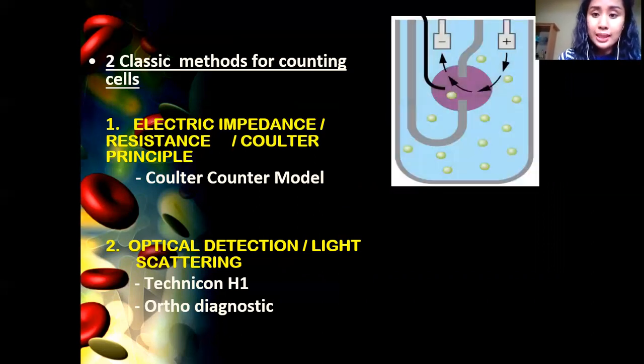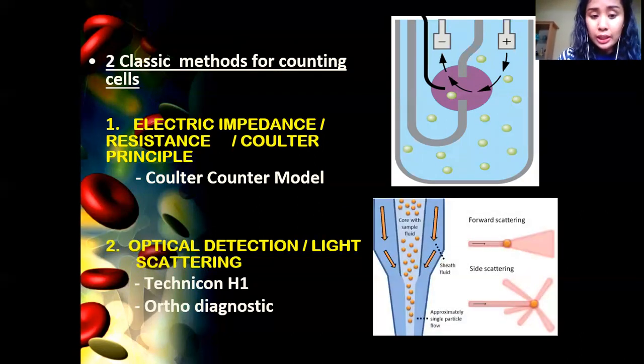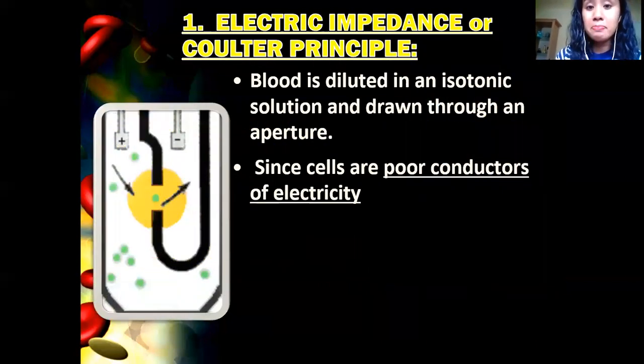So class, in this image, your cells pass through an electric field, with a positive and a negative electrode. And for optical detection or light scattering, we need light or a laser. Your cells will pass through a chamber, then light will pass through it, and depending on the light, we learn the characteristics of the cell. So let's start with electrical impedance, the Coulter principle. When you hear Coulter, automatically think electrical impedance.